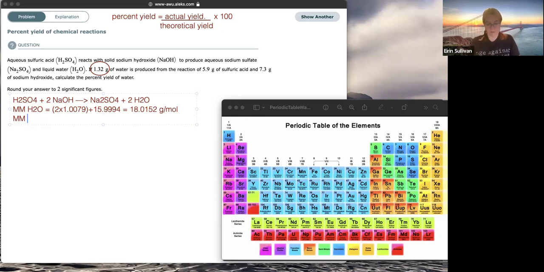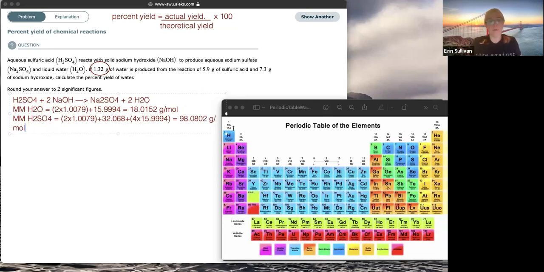We're going to need the molar mass of both reactants, so sulfuric acid: 2 times 1.0079, plus sulfur is 32.068, and then 4 oxygens, 4 times 15.9994. So 2 times 1.0079 plus 32.068 plus 4 times 15.9994 gives me 98.0802. Hopefully I've done that right. I'm sure somebody will tell me if I did not.